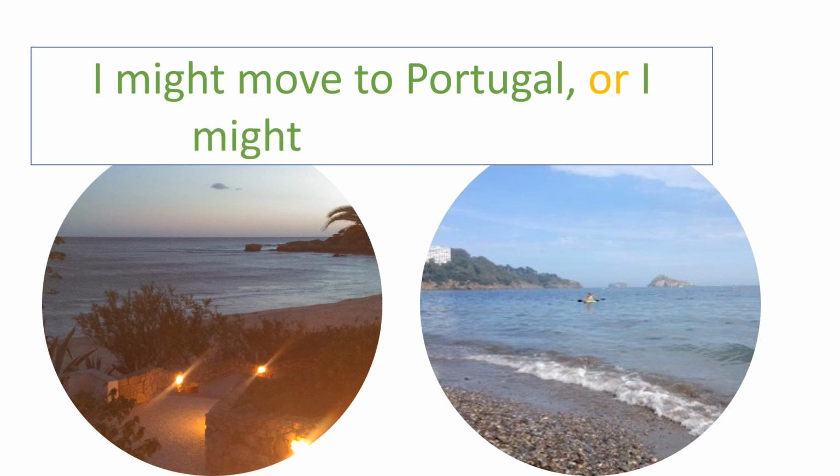So the compound sentence that I might write about where I want to live could be, I might move to Portugal or I might live in Spain. Now I love both of those countries, and on the left you can see a photograph of Portugal and on the right a photograph of Spain, and I can't decide which one to do. So when I can't decide, I use the connective or. So I connect two things together that I'm thinking about.